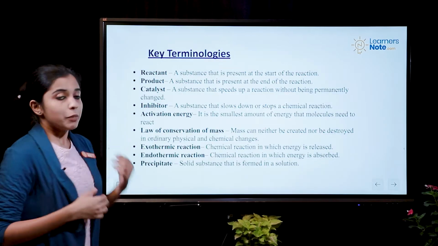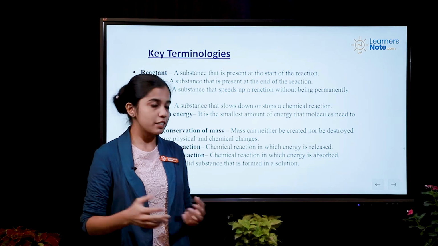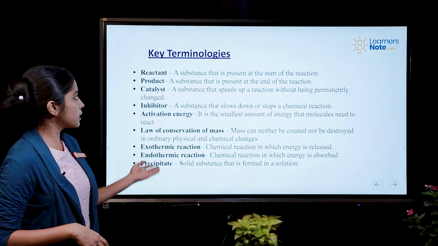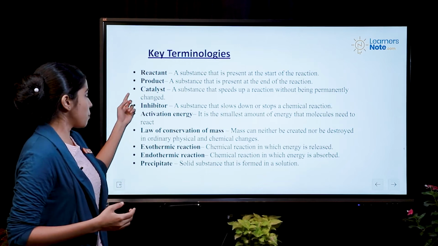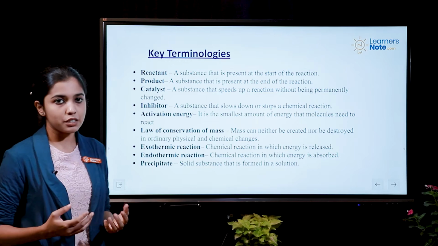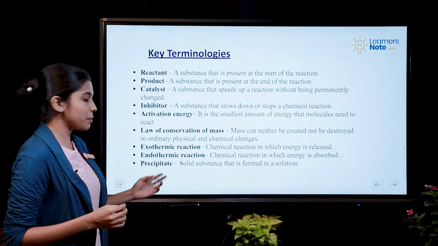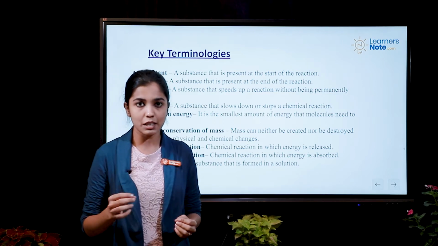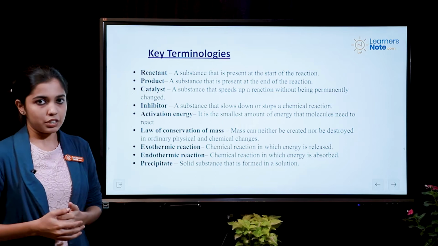Before you learn chemical reactions, there are a lot of terminologies that you need to keep in mind. The key terminologies involved in chemical reactions are reactants, products, catalysts, inhibitors, activation energy, law of conservation of mass, which is very important, then exothermic reaction, endothermic reaction, and the term precipitate. So let's look into all these terminologies.